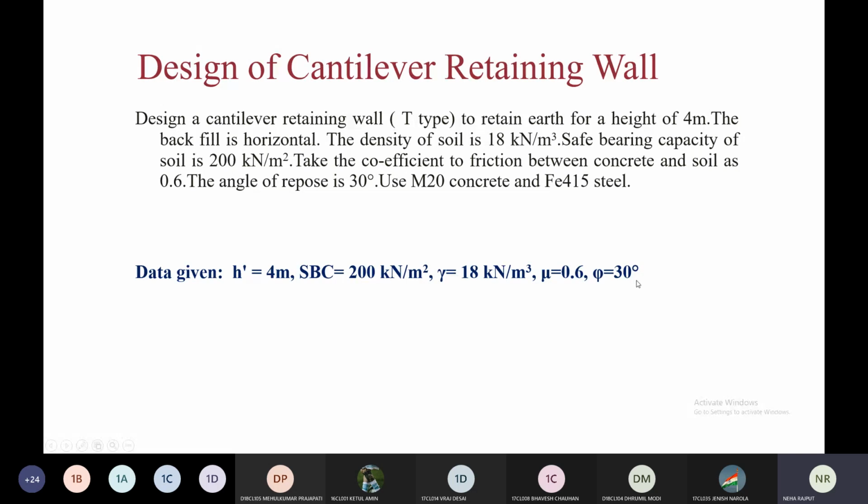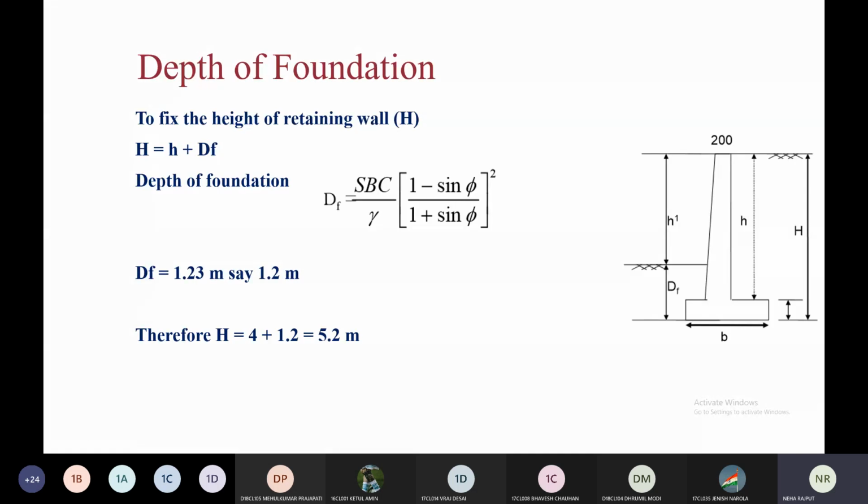Phi is equal to 30°. For this data, you are going to design the cantilever retaining wall. So the very first part of the retaining wall design is to find the depth of foundation, the retaining wall foundation. That you can find from this equation.